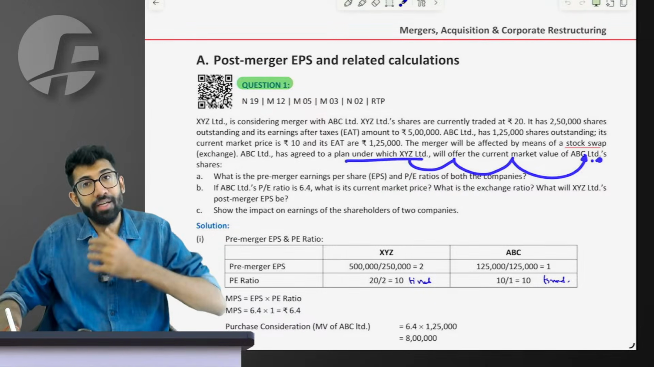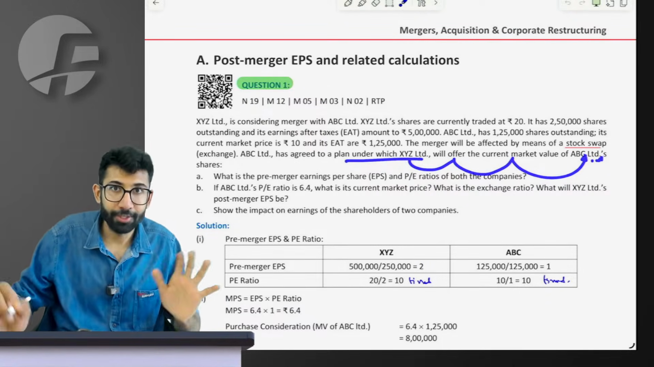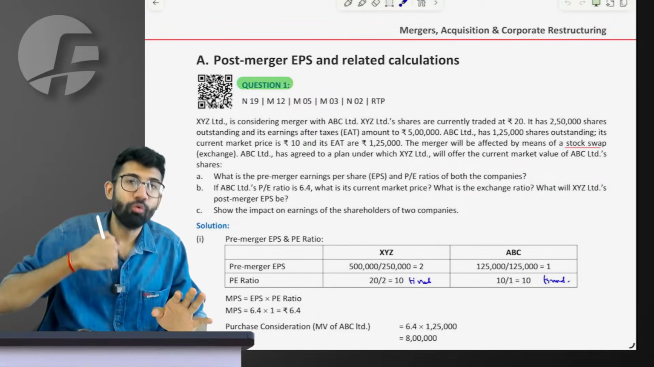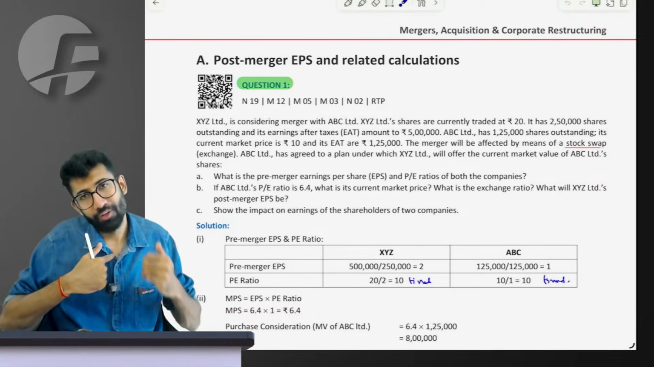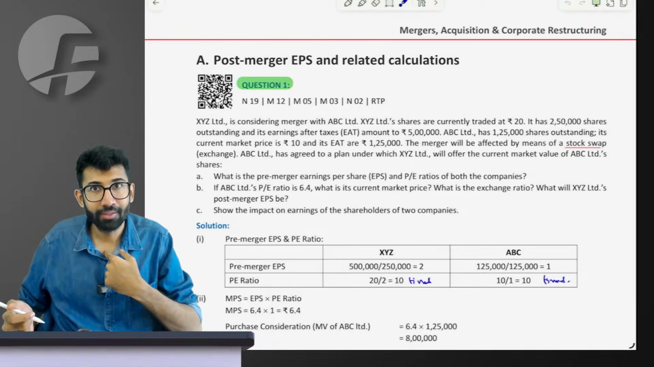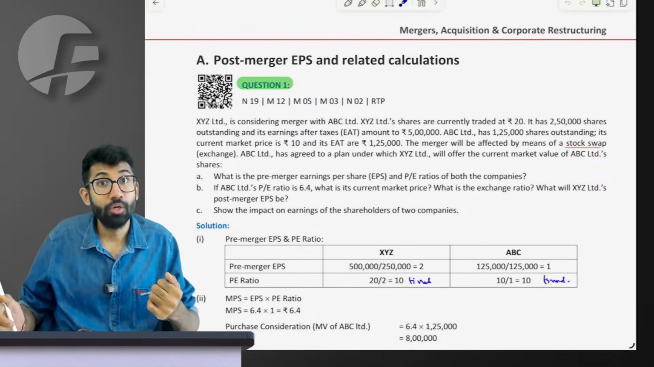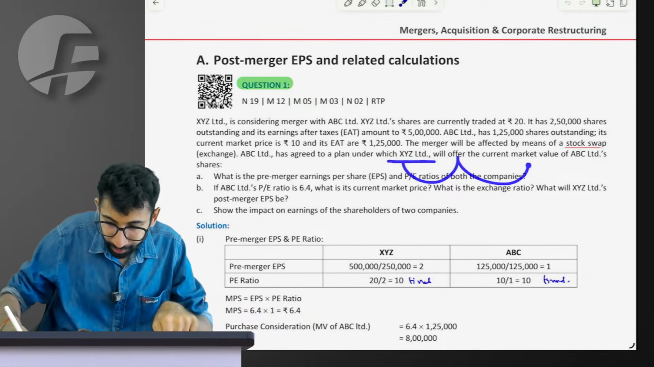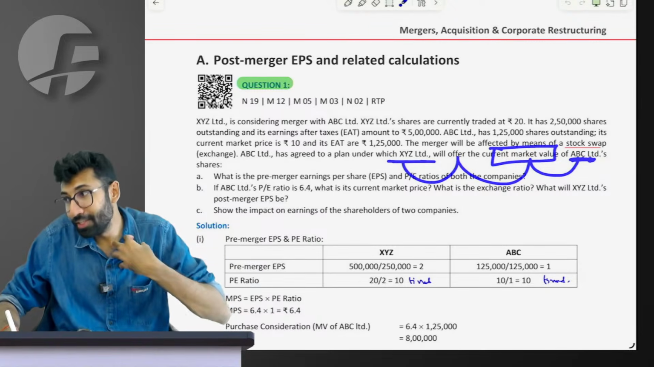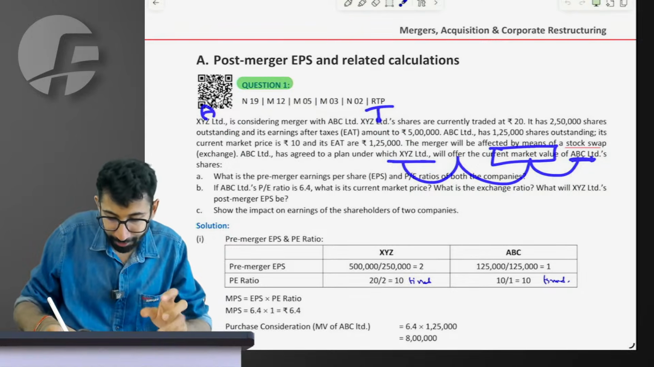ABC has agreed to a plan under which XYZ will offer current market value of ABC. If I am XYZ and if I am offering you a value, it means that I must be buying you, which is why I'm offering you value. Imagine that you want to buy my company. So who will offer a value? Will I offer a value or will you offer me a value? It's you who will offer me a value, right? Can I offer a value when you buy me? No. So when XYZ is offering the current market value of ABC, it means it is XYZ who will be acquiring the ABC Limited, and that's how it becomes A Limited, and that becomes T Limited.